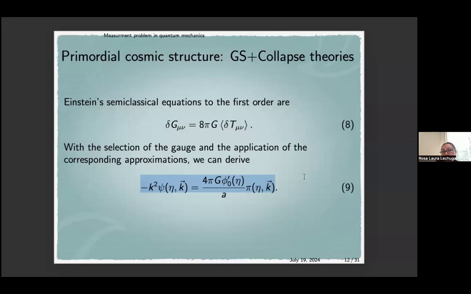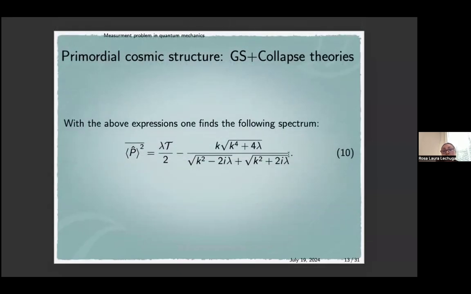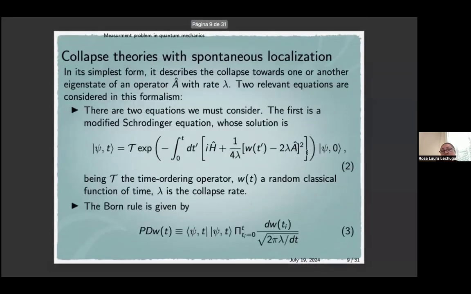It holds even without collapse theories, but this equation gives us different predictions for the power spectrum. So then we have an answer. It is not the final answer, it is not the only possibility, but it is one explanation for the primordial cosmic structure. How to explain the breaking of symmetry? We can explain the breaking of symmetry using collapse theories, because collapse theories incorporate a mechanism which involves a stochastic part.